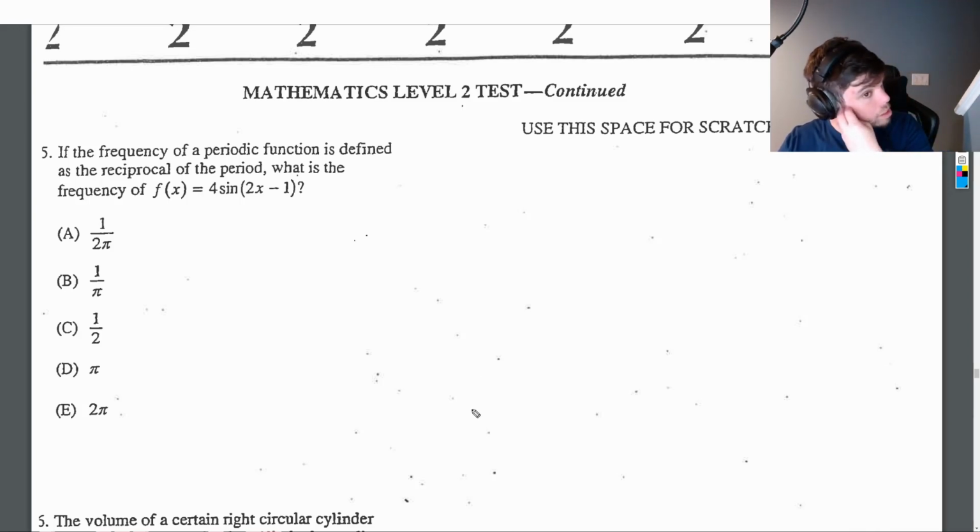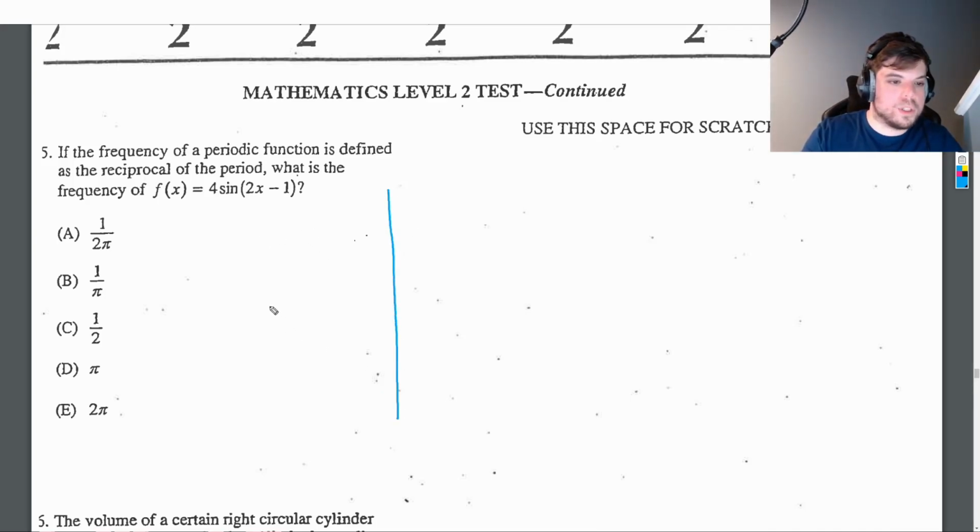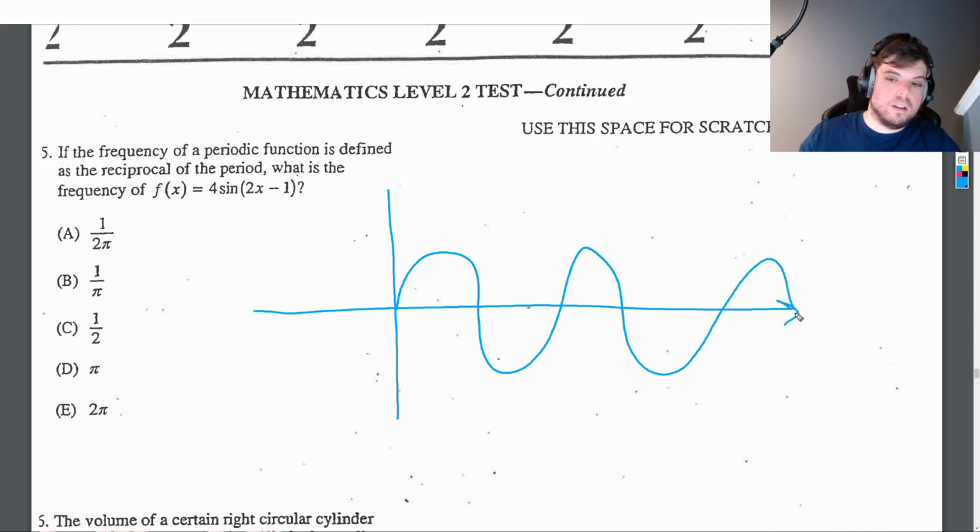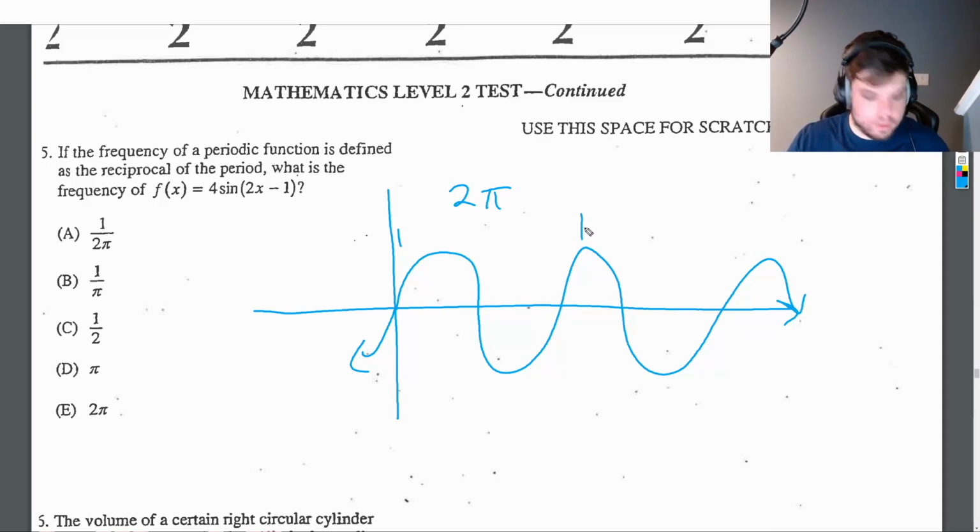So let's draw this. I was thinking about a way that I can explain it without drawing it, but let's just draw it. For a regular sine function, if you just have sine x, then it's just going to look like this. A little hard to draw, but yeah. And then it goes off in that direction too. So the period here is 2 pi. Period is, how long does it take to repeat itself?